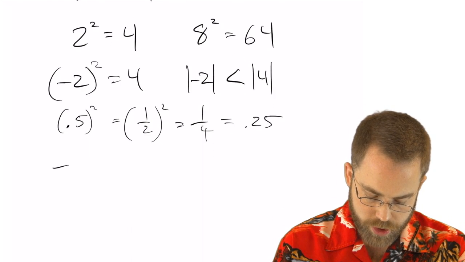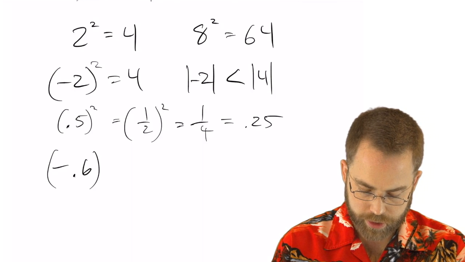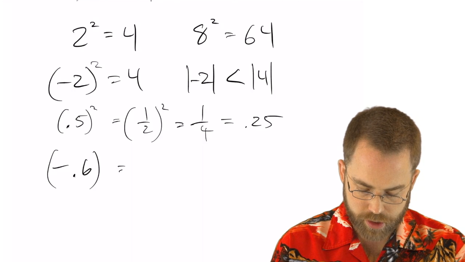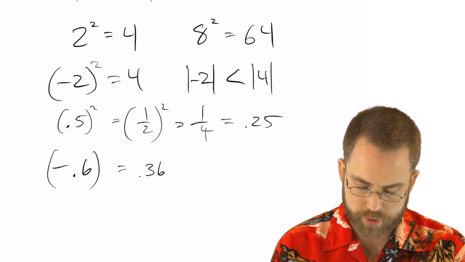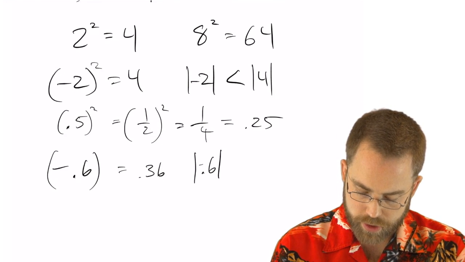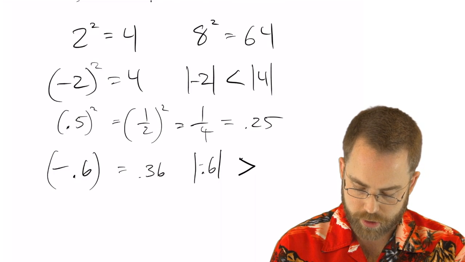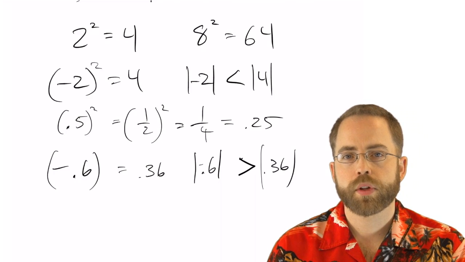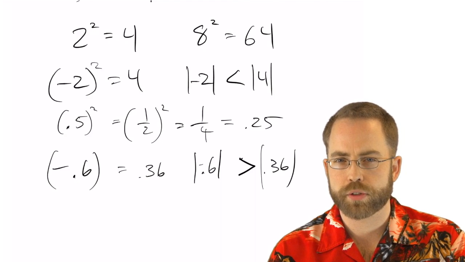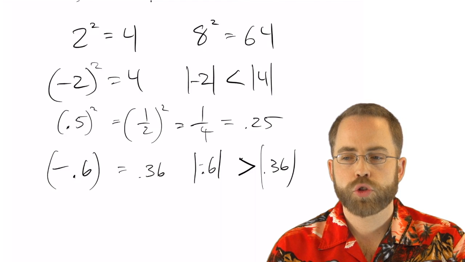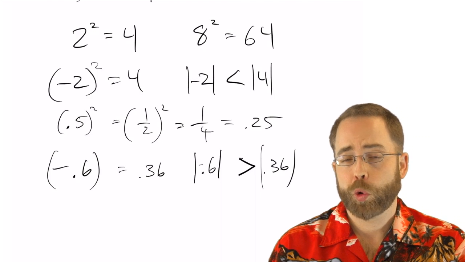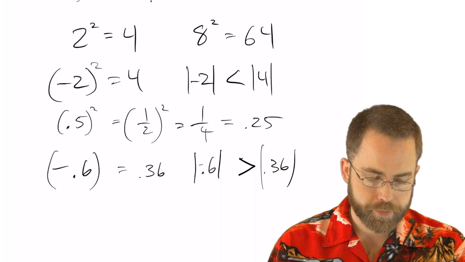And whether we want to go negative or not, take negative 0.6. If I multiply that by itself, I'm going to get positive 0.36. And again, on a magnitude scale, that is smaller now than 0.6. So somehow there are some numbers, some of these decimals or fractions, that get smaller when you square them. So we'll come back to that at the end.